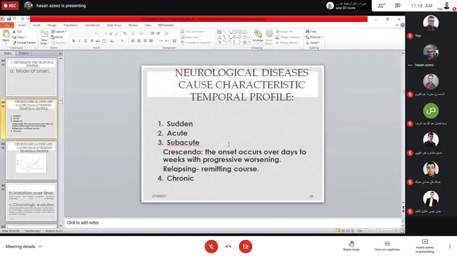When the patient gives me a history of relapse remitting course, I instantly think of multiple sclerosis. And if the patient complains of diurnal variation, I will think of myasthenia gravis.